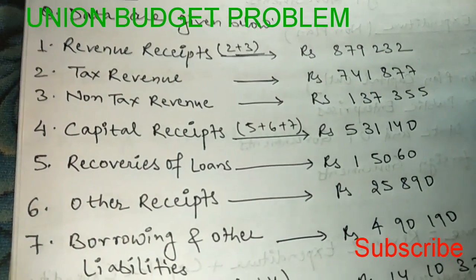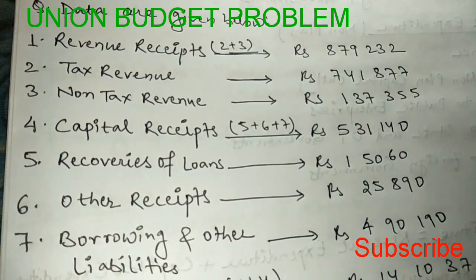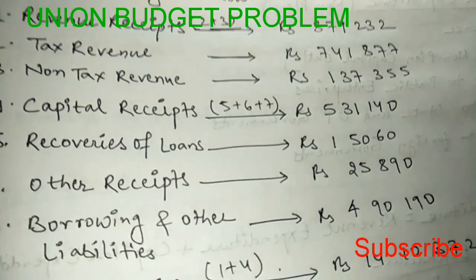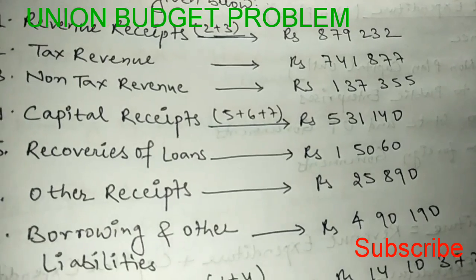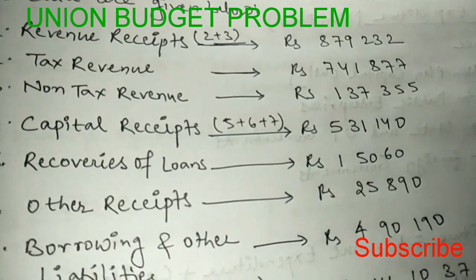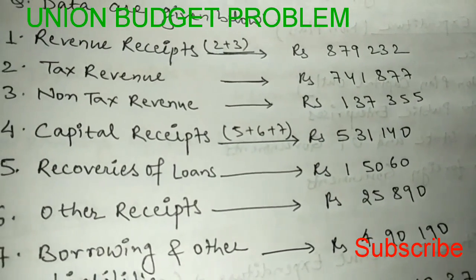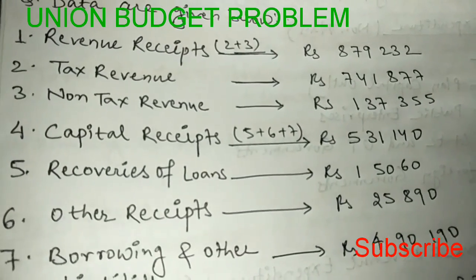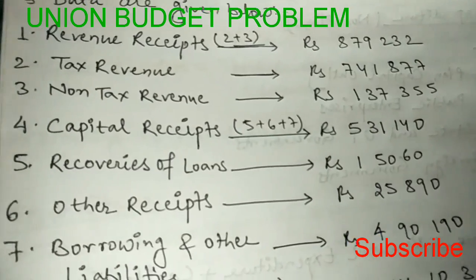I have written 5, 6, 7 plus, which means capital receipt is calculated from recovery of loans, other receipts and borrowing. In the examination it is not given like that, only the data is given: recovery of loan, other receipt, or maybe it is unnumbered. It is not given serial-wise. Capital receipt, recovery of loan, it may be given.